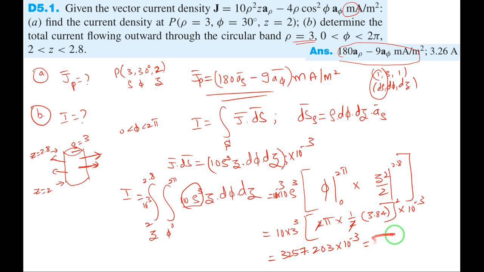So finally, take 3 units back: 3.257 amps. If you want, you can write 3.257203 amps. Right? 3.26, is it fine? 3.25 amps. Okay, next.